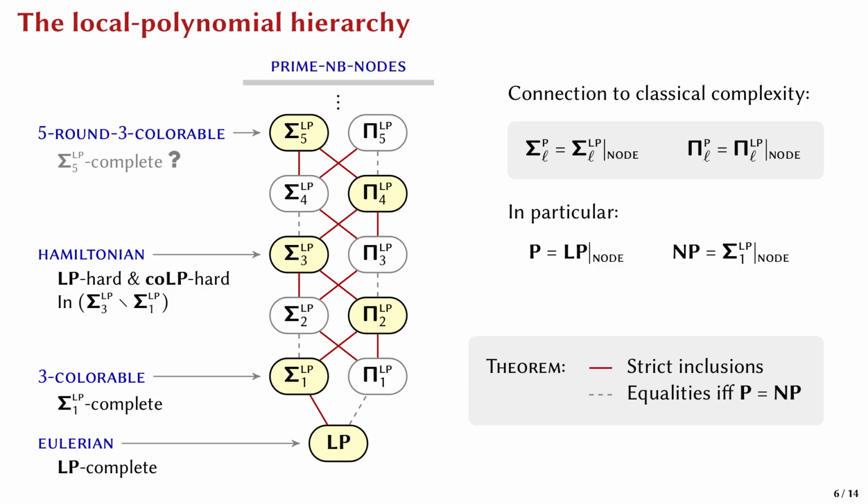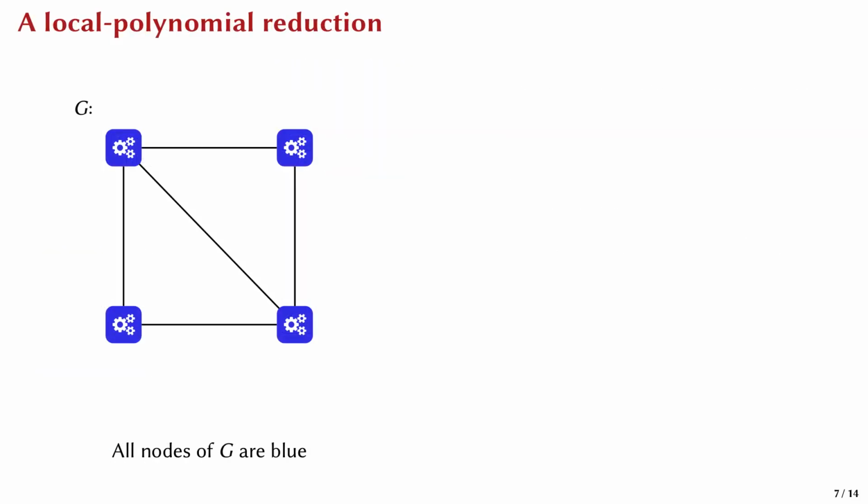Okay, but all of this may seem a bit abstract, so to make things more concrete, let me show you 2 examples of reductions I use to prove this kind of hardness and completeness results. I call them local polynomial reductions because they directly generalize the classical notion of polynomial reductions. Let's start with a very simple reduction. On the left, we have a computer network, and we consider the property that all nodes are blue.